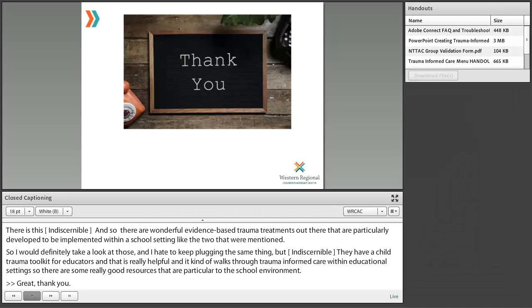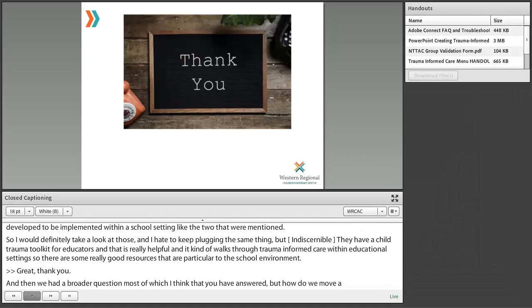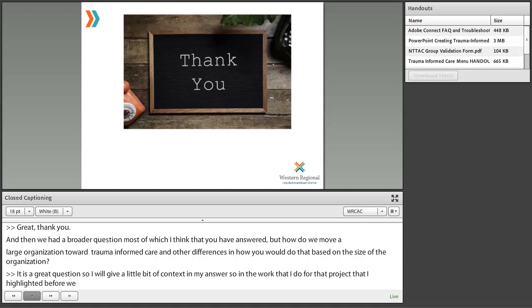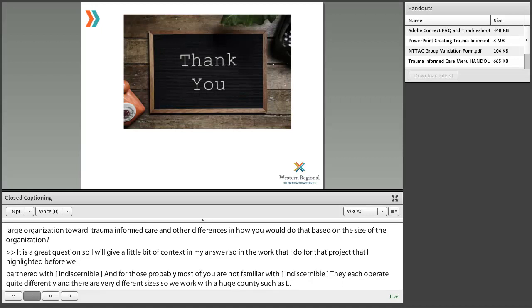That's a great question. So I'll just give a little bit of context to my answer. So in the work that I do for that ACTS project that I highlighted before, we partner with child welfare counties across the state of California. And for those, probably most of you who are not familiar with child welfare counties in California, they each operate quite differently, and they're very different sizes. So we work with a huge county such as LA to a tiny, tiny county such as Tuolumne. And it's very interesting. There are a lot of overlaps in the challenges and the barriers that they face.